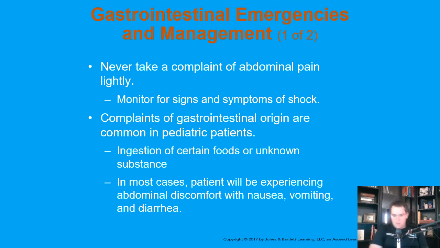All right. So, abdominal pain. We've all had it. It's very unpleasant. Don't take these complaints lightly. Abdominal pain, as we know by now, can be a sign or symptom of a significant underlying problem. It can be internal bleeding. It can be something that's going to become internal bleeding. It can be a sign and symptom of shock in and of itself. We're looking for distension. We're looking for rigidity.